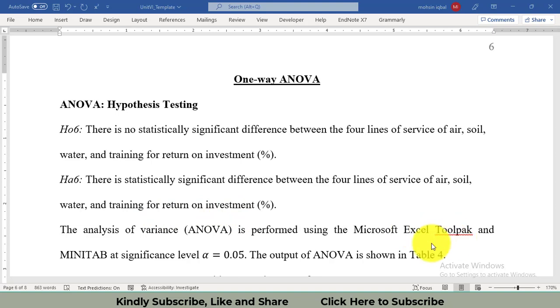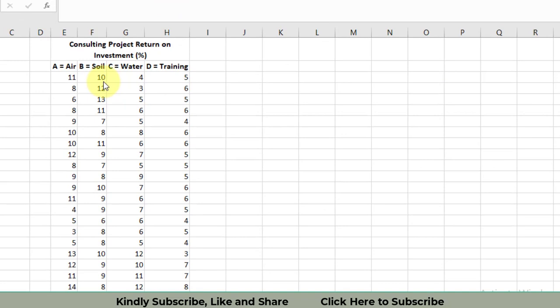Then we will write a short 2-line paragraph that analysis of variance, ANOVA, is performed using the Microsoft Excel Data Analysis ToolPak and Minitab at significance level alpha equal to 0.05. So this is the data for the 4 alternatives. The data for air is in column E, and the data for training is in column H. These are the 4 alternatives, and we are going to compare them using ANOVA.